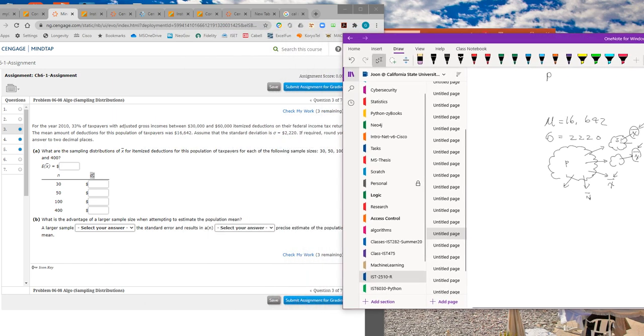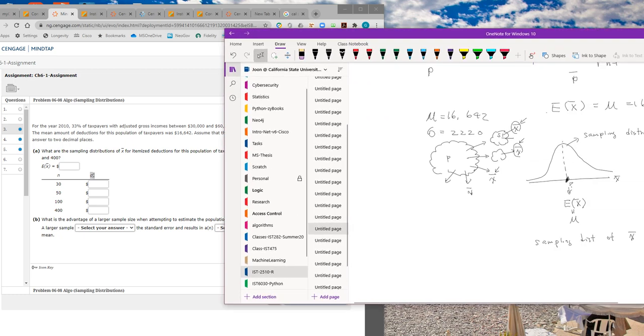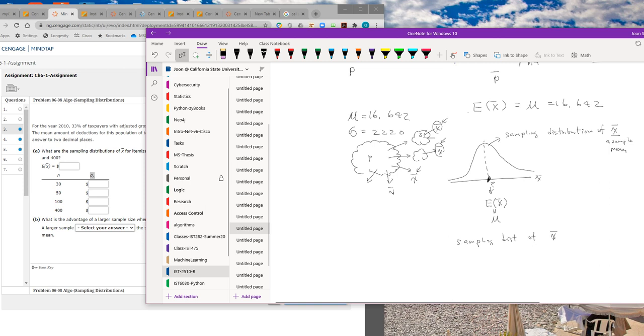When the sample size is 30, 50, 100, and 400, right? Sometimes when the problem asks you for the sampling distribution of x bar, they are really asking for basically this guy. This means, of course, the standard deviation of a sample mean.